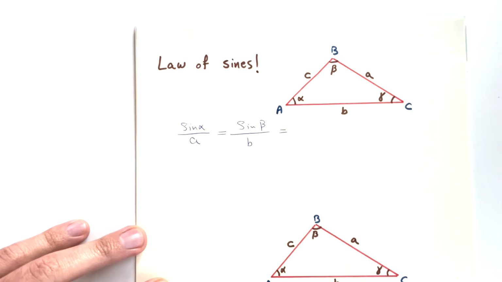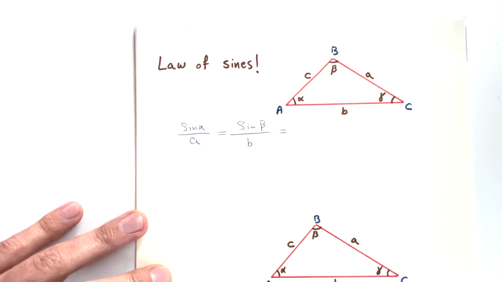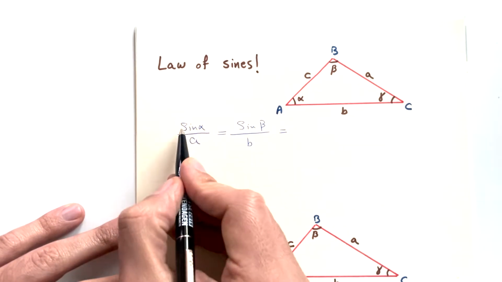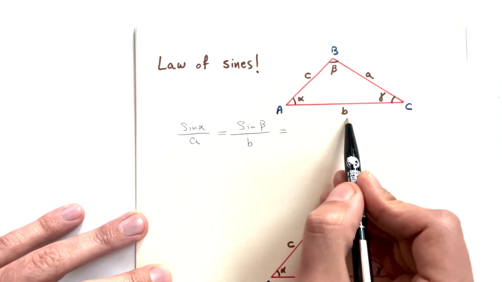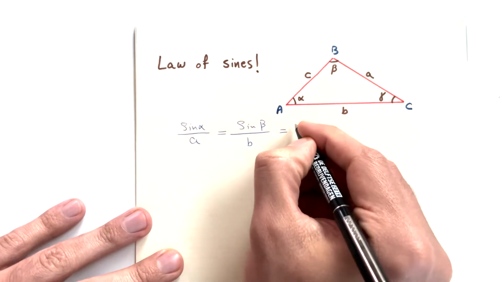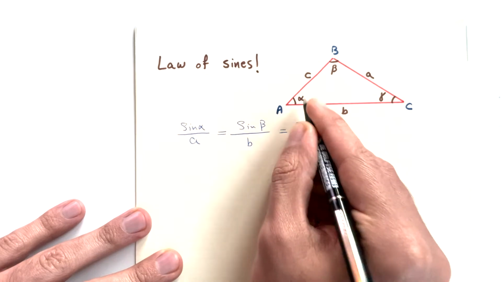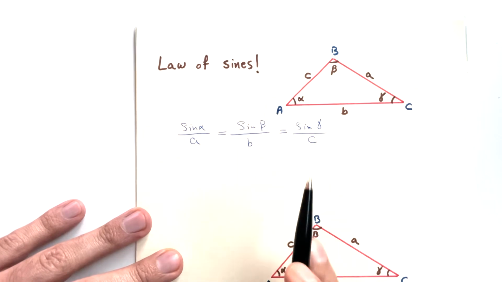In this video, we are going to discuss the law of sines, or sines formula. Based on the law of sines, we can relate the lengths of the sides of a triangle to the sines of its angles. So basically in this triangle here, we can write sine alpha over A is equal to sine beta over B is equal to sine gamma over C. So this is the law of sines.